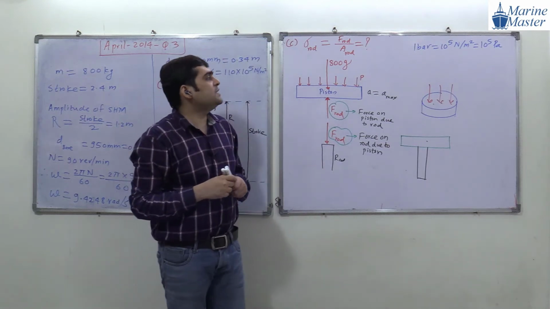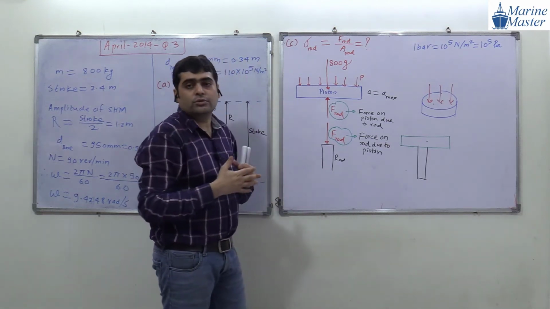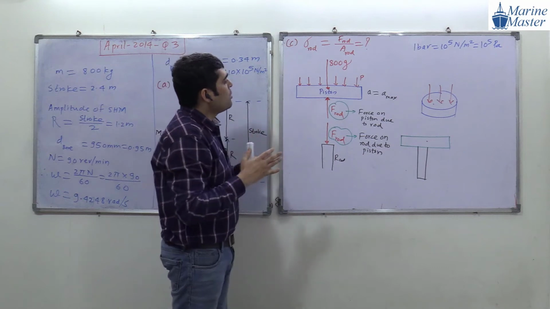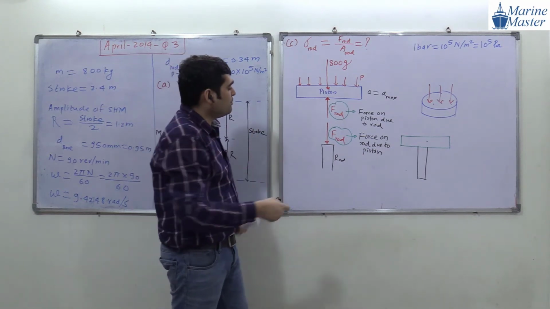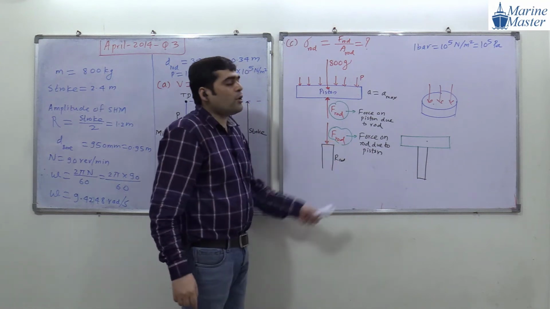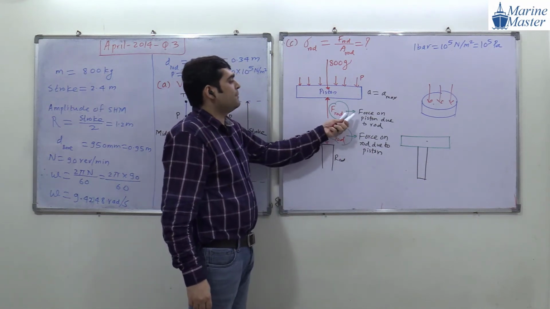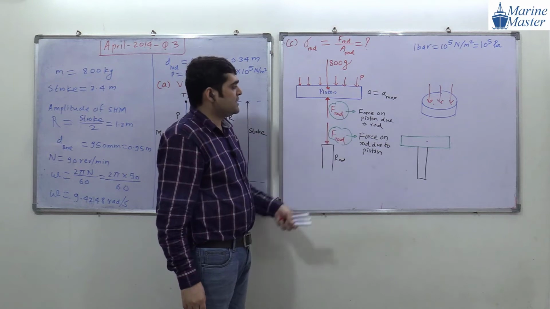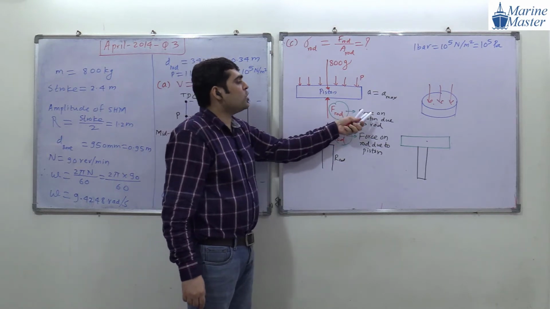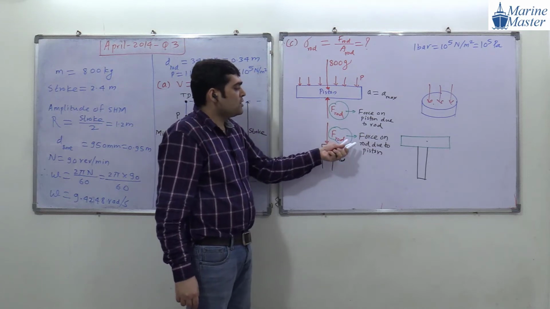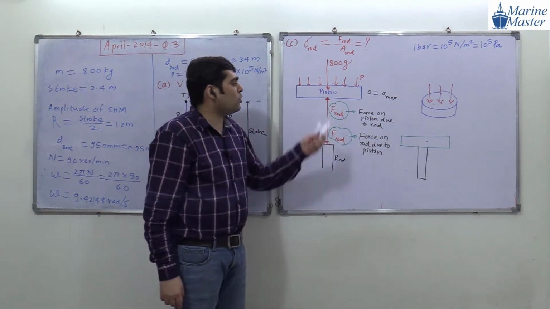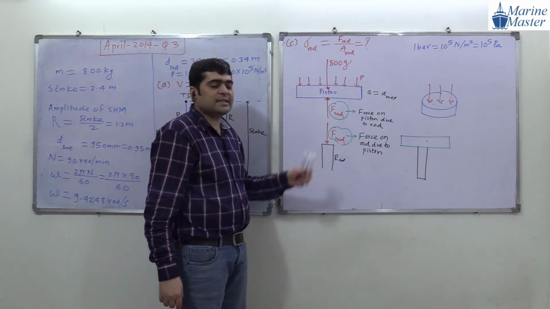So if we need the value of stress in the rod, what do we have to do, guys? We have to find out this F rod. And for getting this F rod, we need this other F rod. Try to see the scenario here. This F rod means force on piston due to rod. This F rod means force on rod due to piston. Both are, suppose one is action, another is reaction.